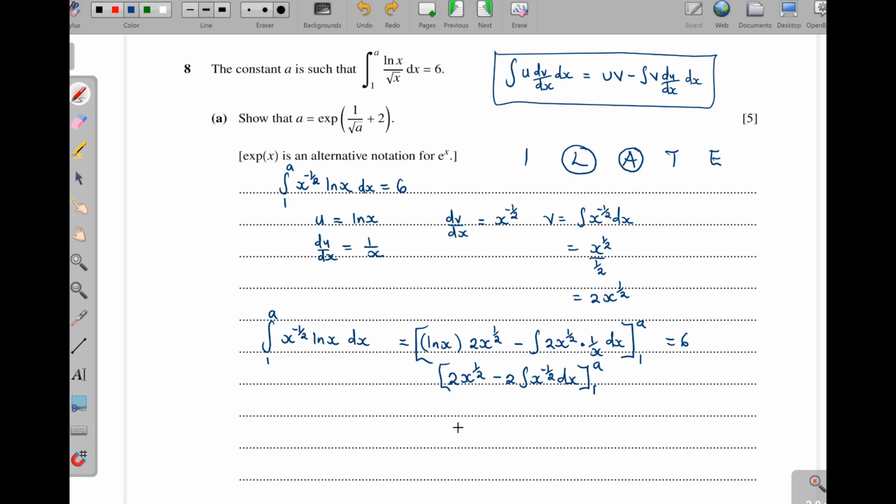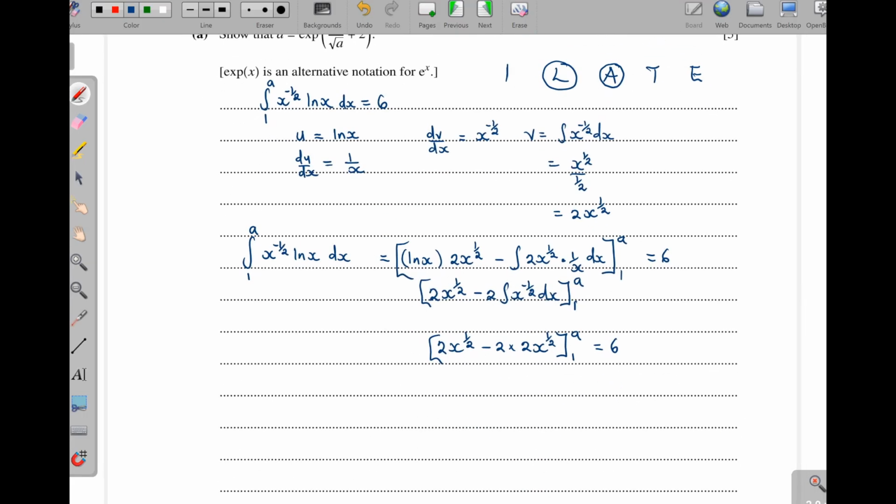You see that? So that means we are going to have 2, then x to the power of a half minus 2, then times 2x to the power of a half. You see? Then this one is equal to 6. Now we put the limits. So you put a first, we shall have 2, then a to the power of a half, minus, this is 4, then a to the power of a half. Then we subtract, you put now a 1, so we shall have 2, then minus the 4. Okay, this one will be equal to 6. Now 2a to the power of a half, what do we have here?